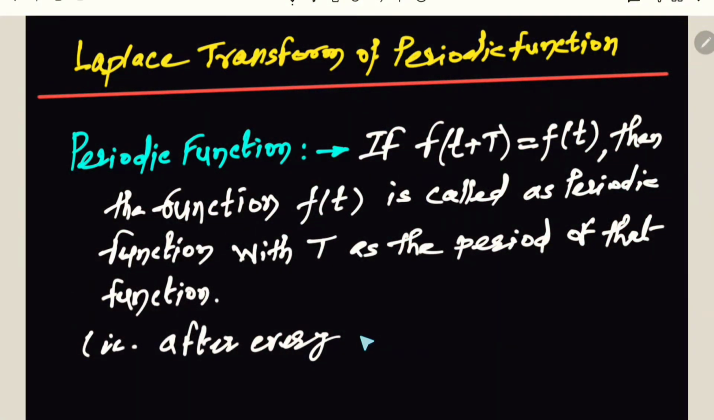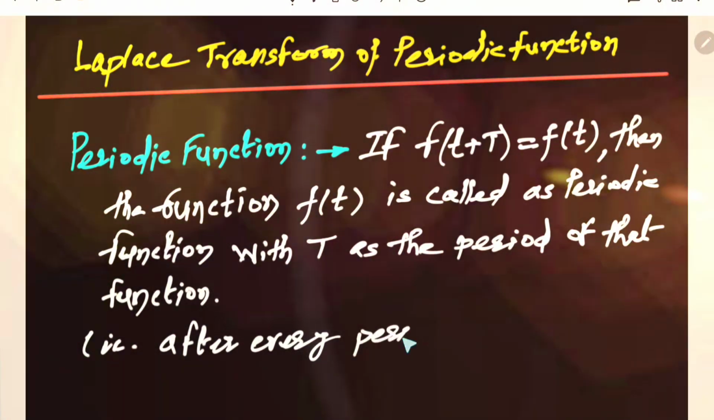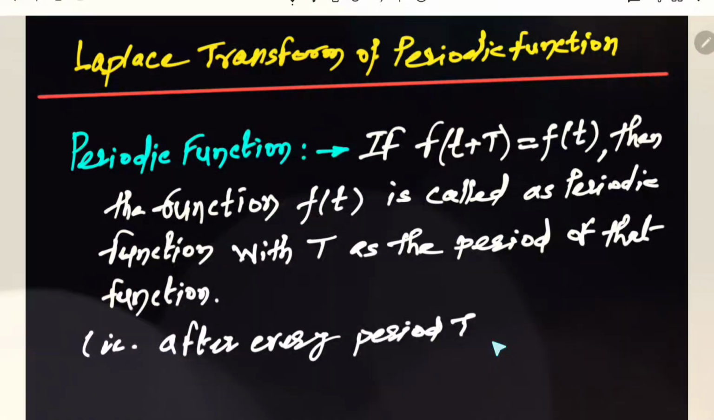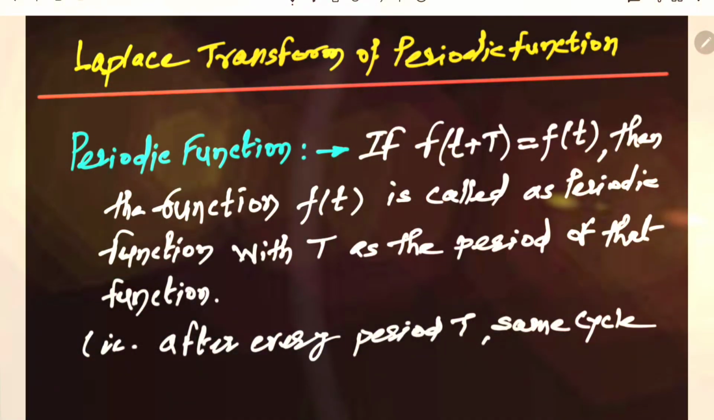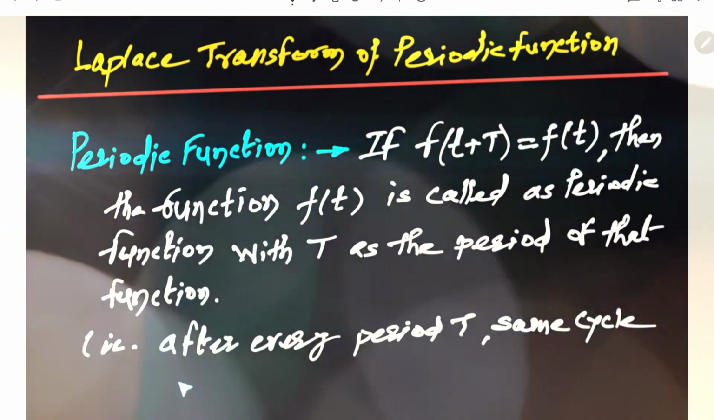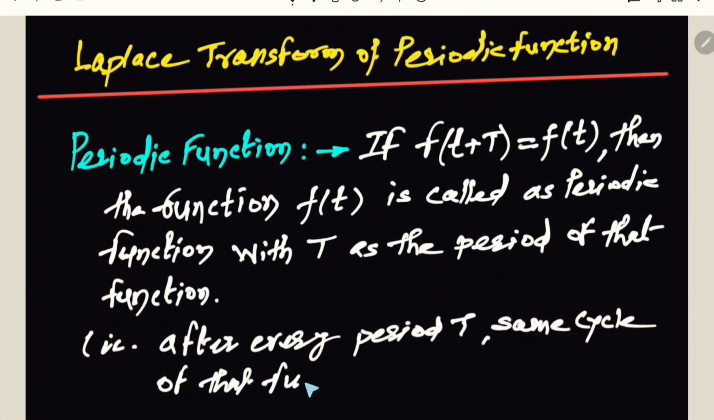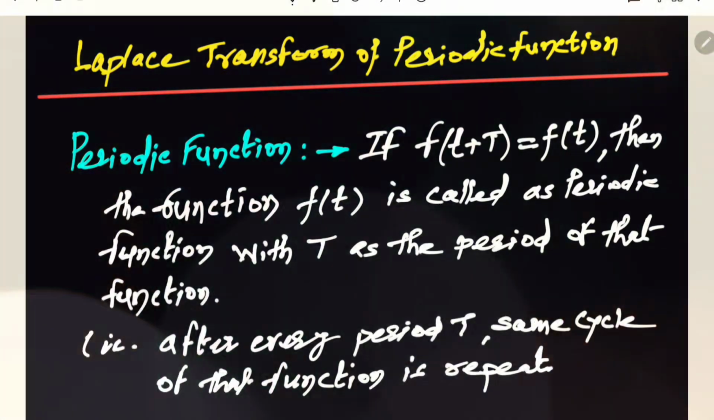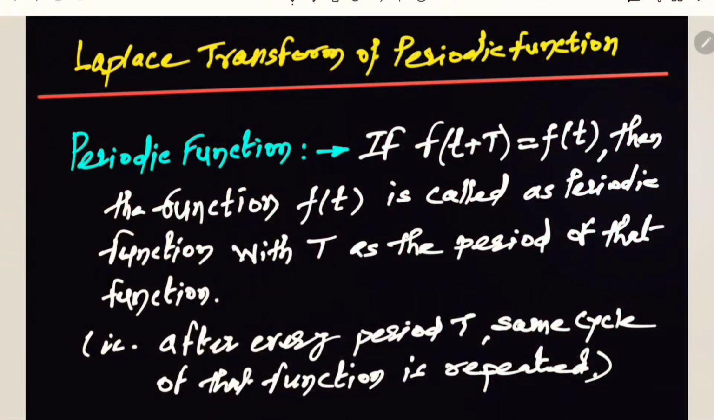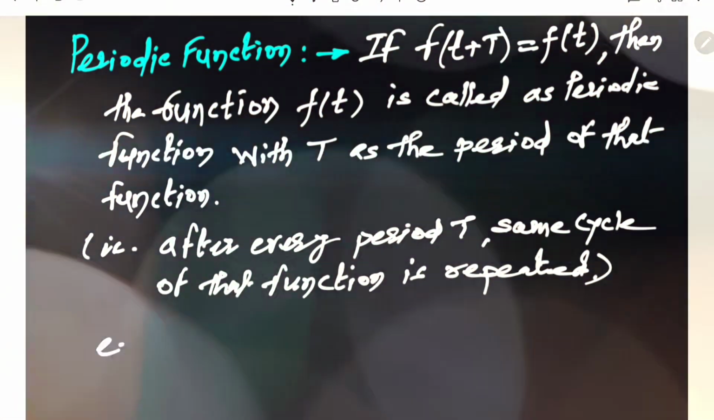After every capital T, the same cycle is repeated. Then that function is said to be a periodic function. All waveforms, triangular wave, square wave, then half wave rectifier, full wave rectifier, all these are examples of a periodic function. Therefore, I have written all these examples one by one.